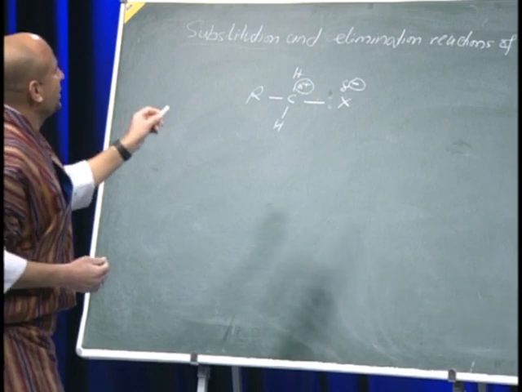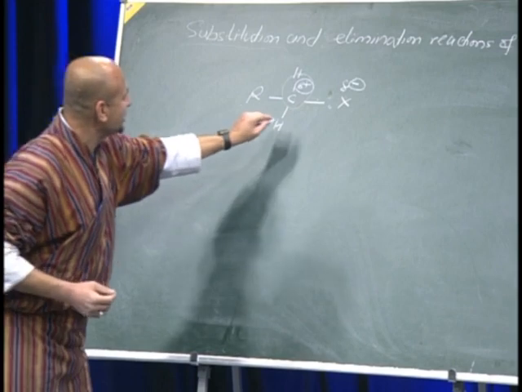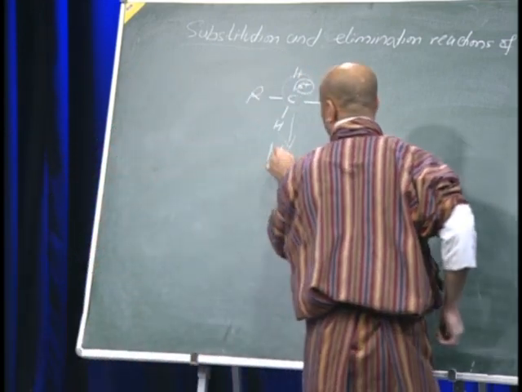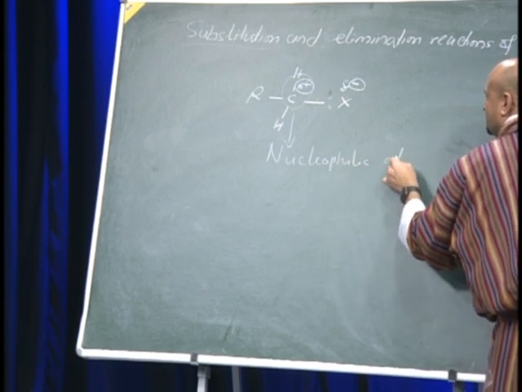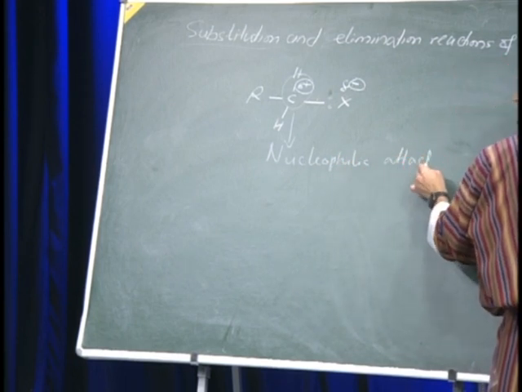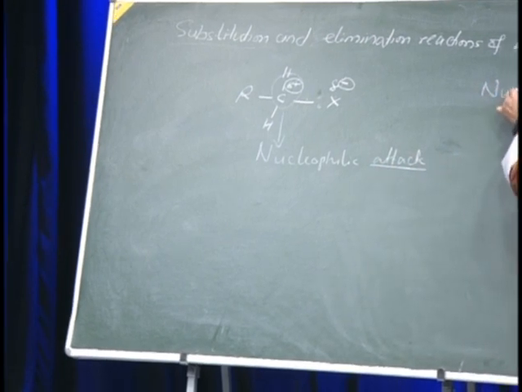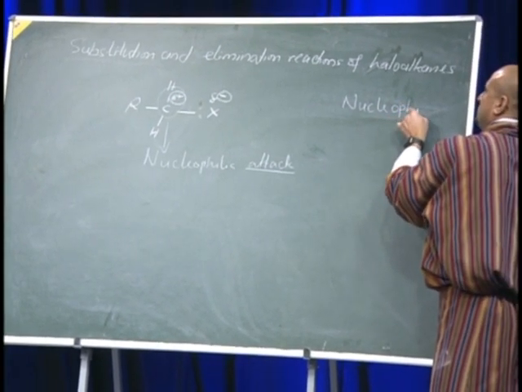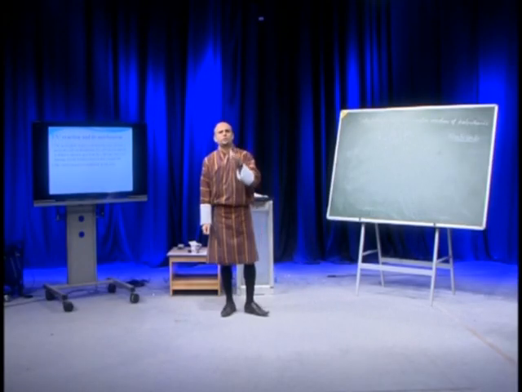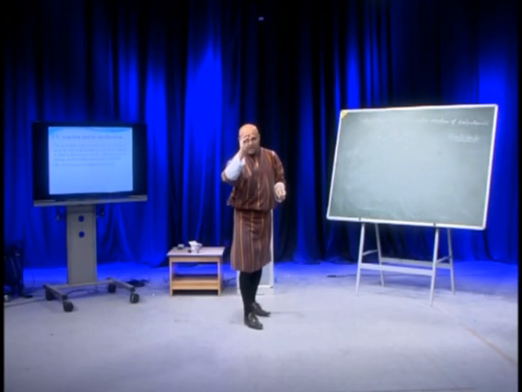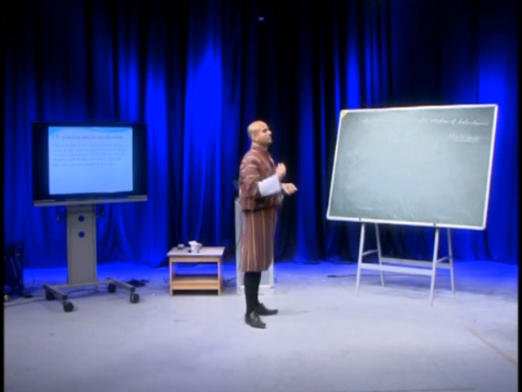Now, this is of interest. Because of this positively charged carbon atom, it is highly susceptible to nucleophilic attack. Again, as we have discussed, what is a nucleophile? We have already discussed. Nucleophiles are electron-rich species. They will always attack the center which is positively charged due to the presence of excess electrons in them.